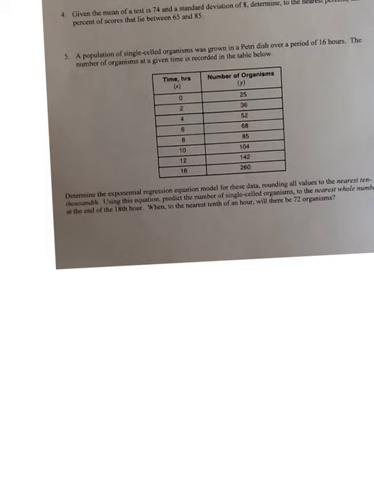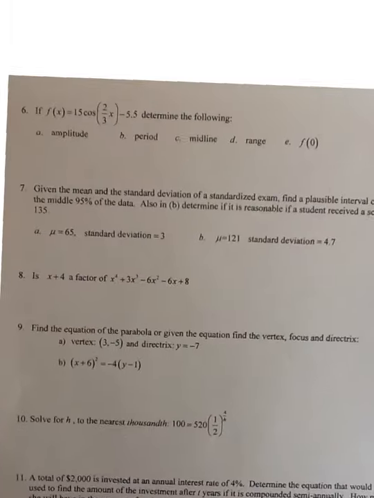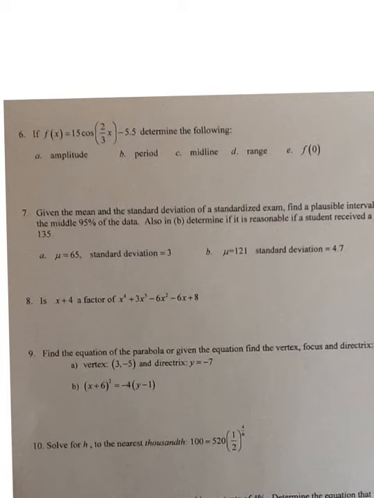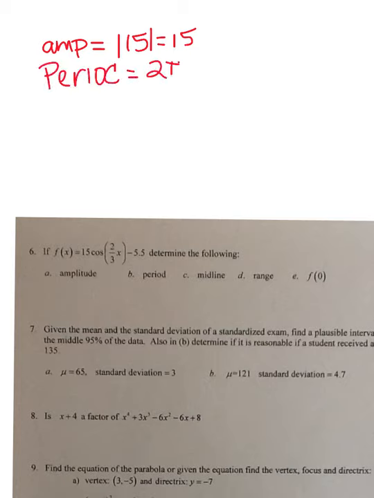And we're going on to the next page. Okay, so let's take a look at number 6, which is determine the amplitude, the period, the midline, and the range. Let's start with the amplitude. The amplitude is the absolute value of 15, which is equal to 15. The period is 2 pi over b, so it's 2 pi over 2/3. I would just plug this into the calculator without the pi, and then you put the pi in at the end, so it'd be 3 pi.